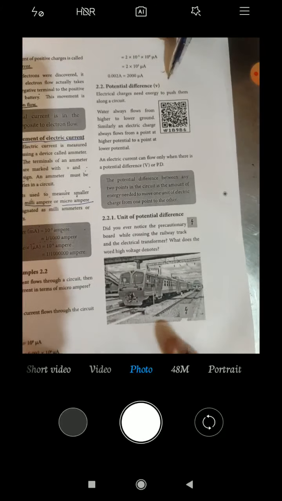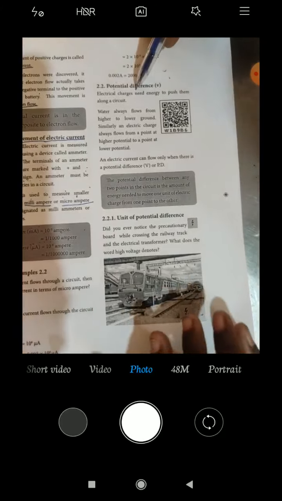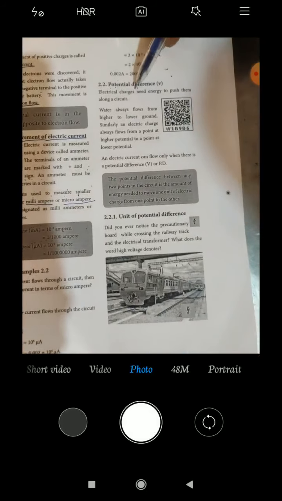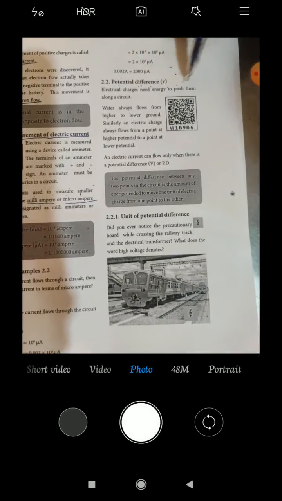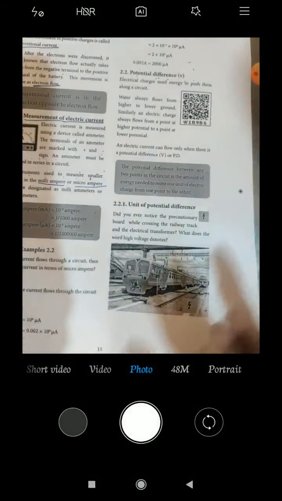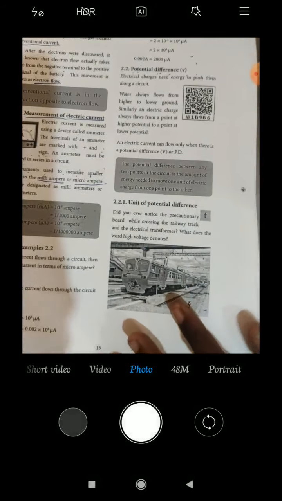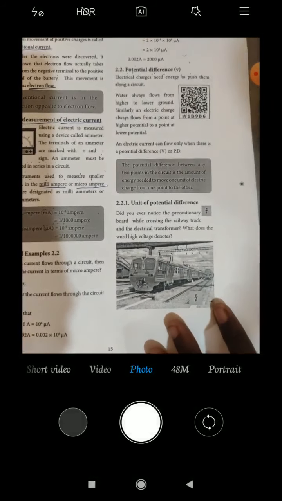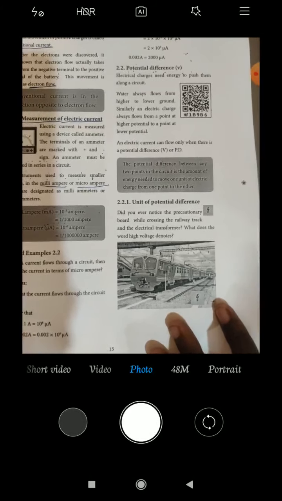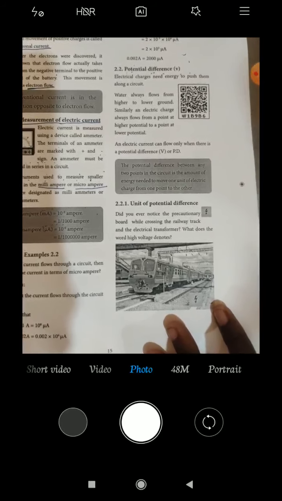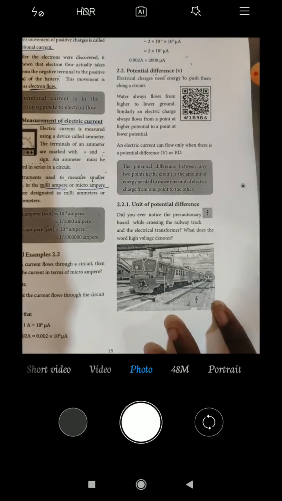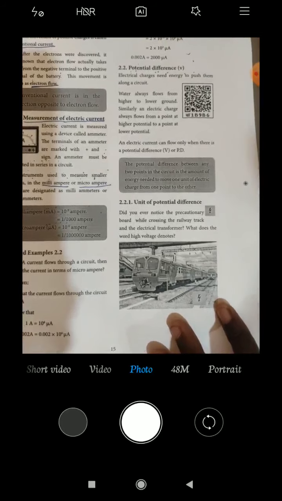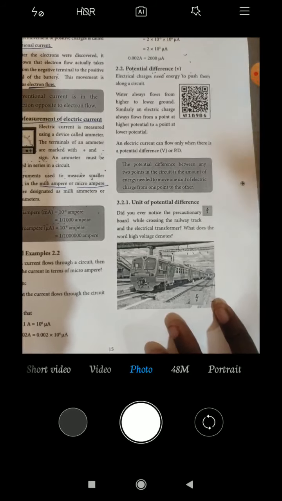Next, potential difference. Electric charges need energy to push them along the circuit. The positive and negative charges go along a circular path, which means we need some energy pushing the electric charges; only then do they go around the circular path.